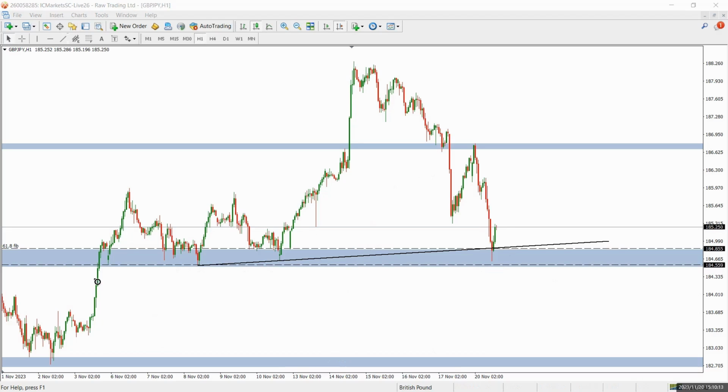I want you to look at it. Can you see the support right here? And you can see the zones of support right here. So we have a very strong area of support right here.